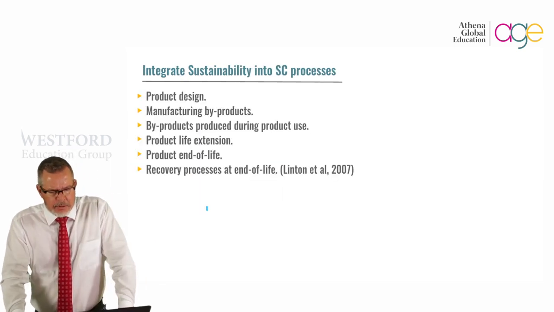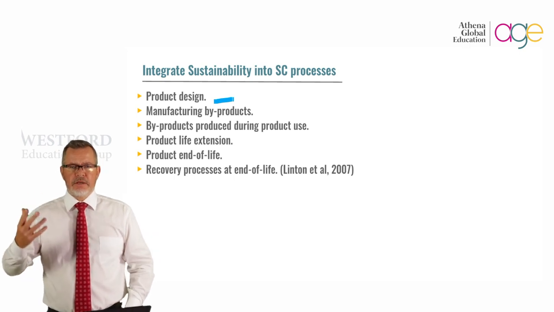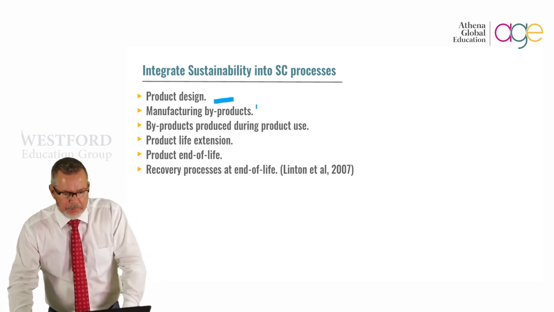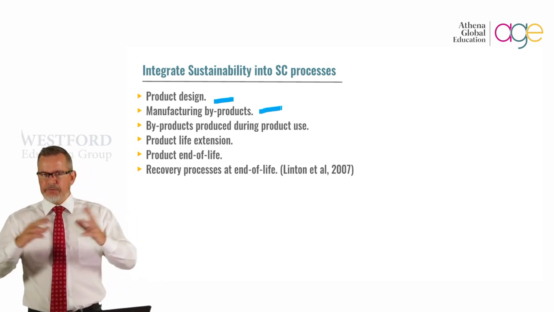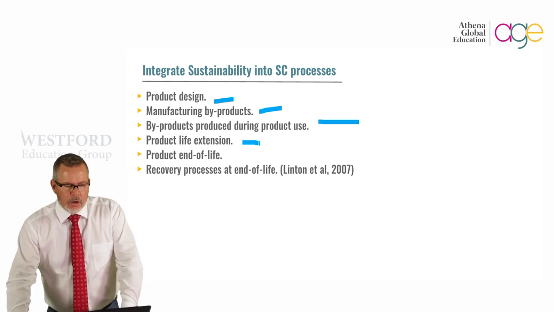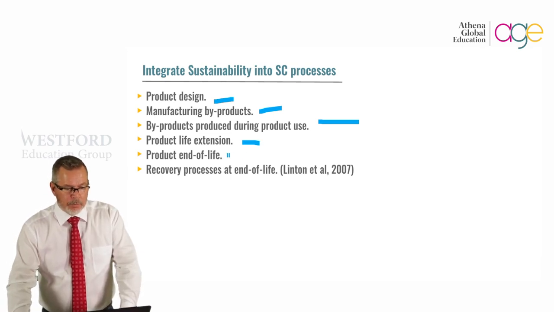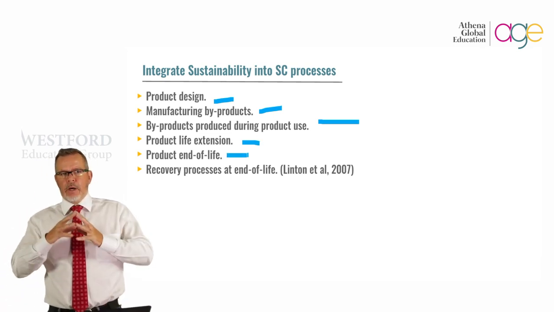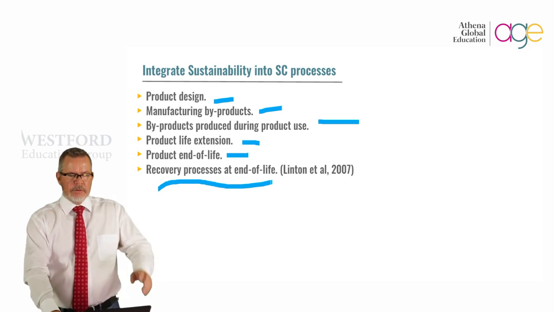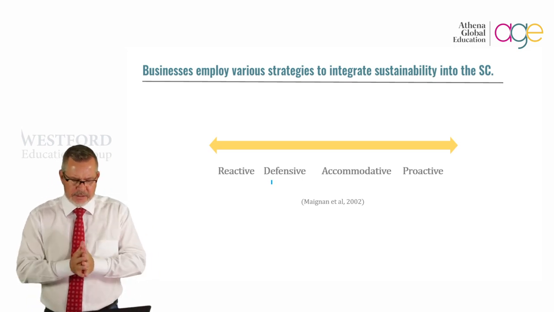If I look at integrating sustainability into the supply chain, again, I'm looking at product design. Do I consider increasing efficiency, lower use of natural resources, water, energy, electricity, manufacturing byproducts, so out of the waste as opposed to just having clear waste or just straight away disposal, byproducts during the product use, looking at the life extension of the product, making it more durable, considering the product end of life cycle, what do I do in terms of reuse and recycling, and a recovery process at the end of life. So these are the aspects of integrating sustainability into the supply chain process.